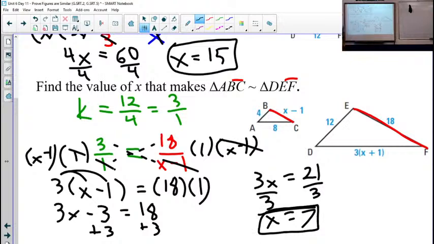One last thing here. We can double check our answer as always by plugging in for x. If x is 7, then this length ends up being 7 minus 1 equals 6. And we can make sure that our scale factor of 3 over 1 still works out. We have 18 over 6. Hey, that's 3 over 1. Over here, 7 and 1 is 8 times 3 is 24 over 8. Still 3 over 1. And so that all checks out.